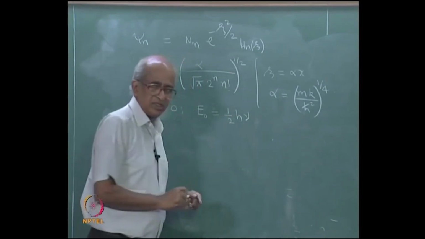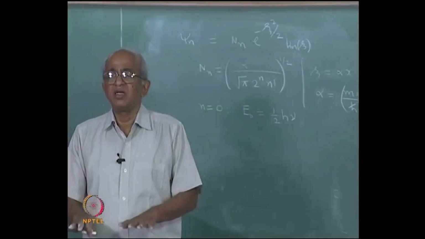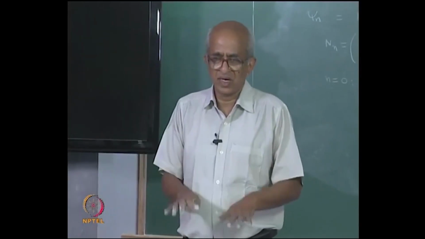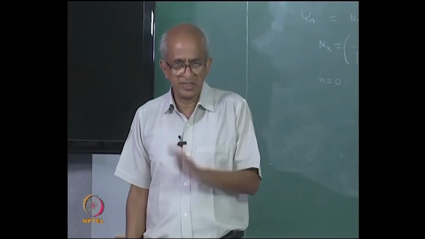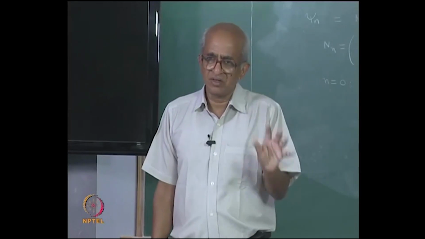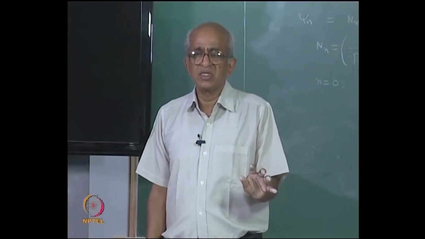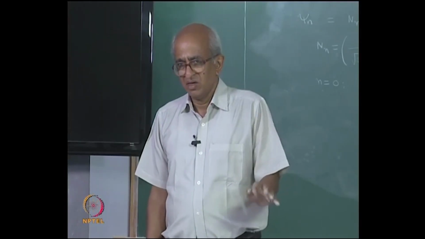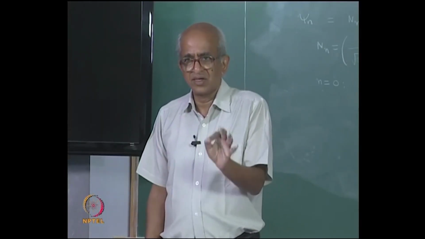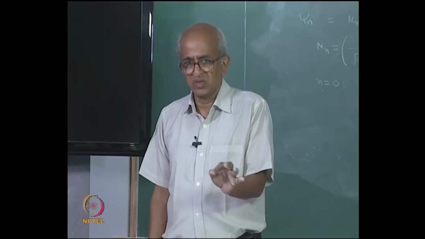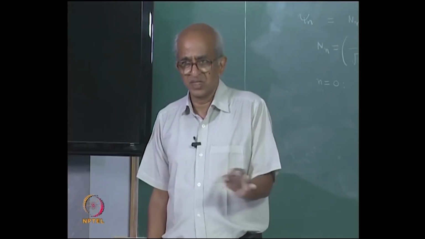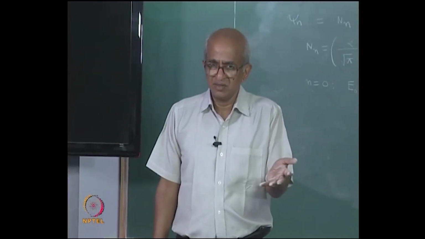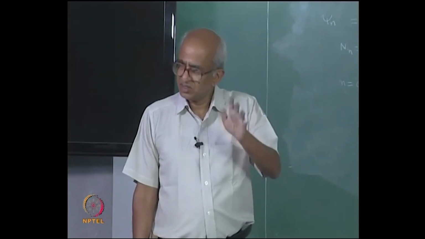Now, notice that the lowest possible state's energy is not 0. So, the system has what we refer to as a zero point energy. As I said, in the case of the particle in a one dimensional box, this is nothing but a consequence of the uncertainty principle, because the particle simply cannot be sitting at rest. It is not possible, because that will violate the uncertainty principle. So, it has to move, and if it moves, it has kinetic energy, and therefore, the energy cannot be 0.